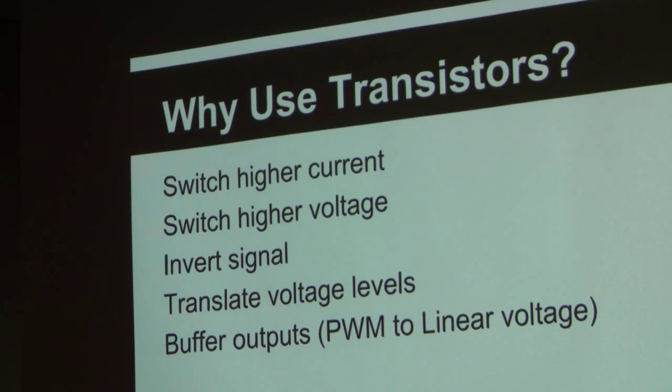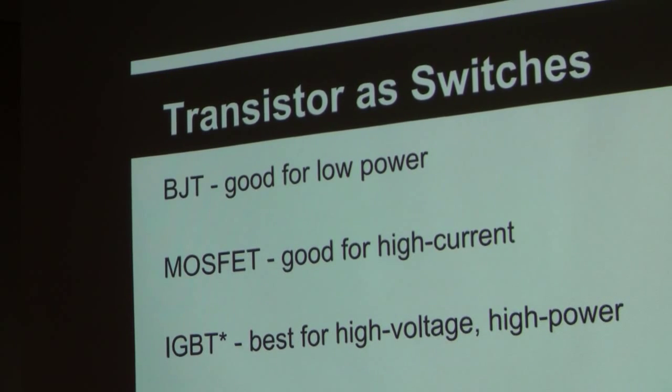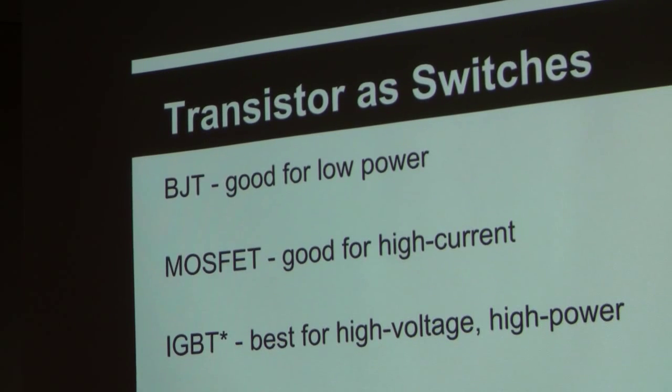Easy to do, one transistor and 2 passives. Again, BJTs are really good for low power. They also, interestingly, that includes high voltage. As long as you're doing low power, high voltage, you're still getting high voltage.